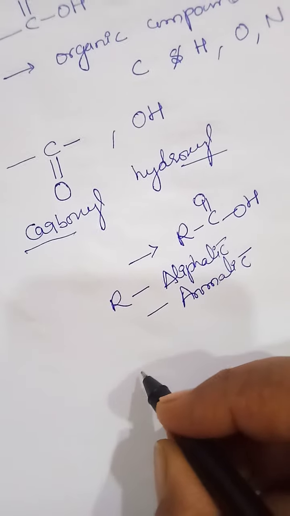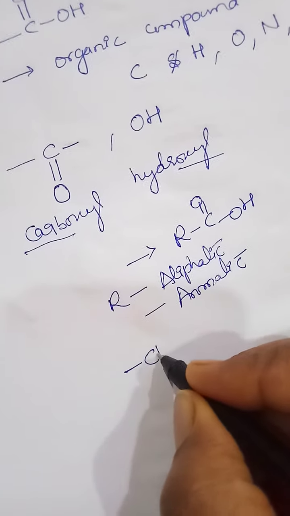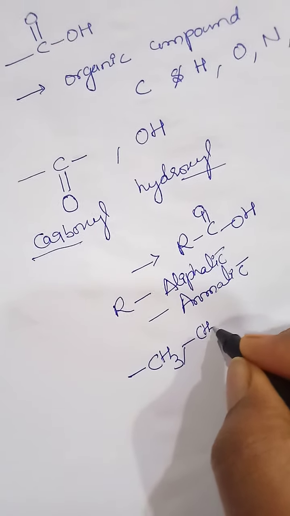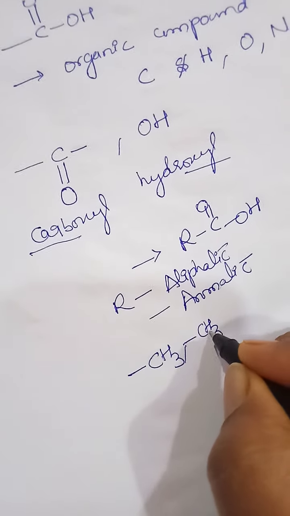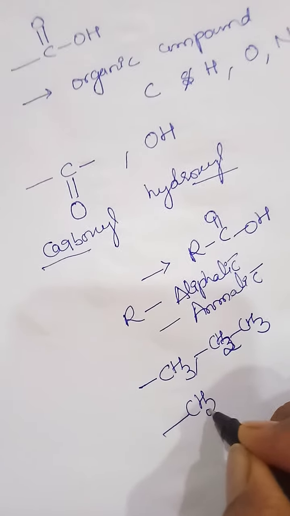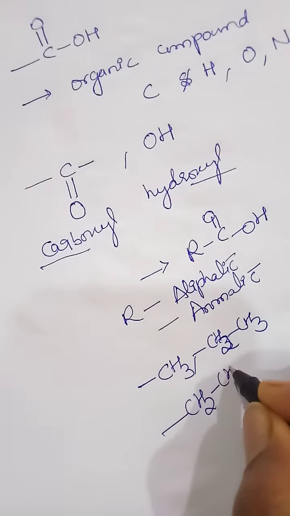Now what are the aliphatic compounds? These are the saturated hydrocarbon chains. It may be a methyl group or any alkyl group, like methyl, ethyl or propyl, a saturated alkyl chain like CH2, CH3. For example, let me write one simple example, CH3COOH.